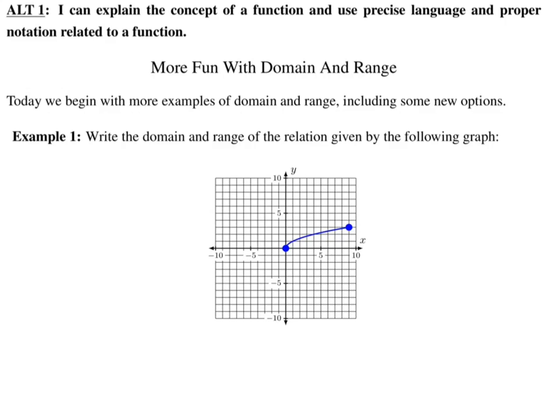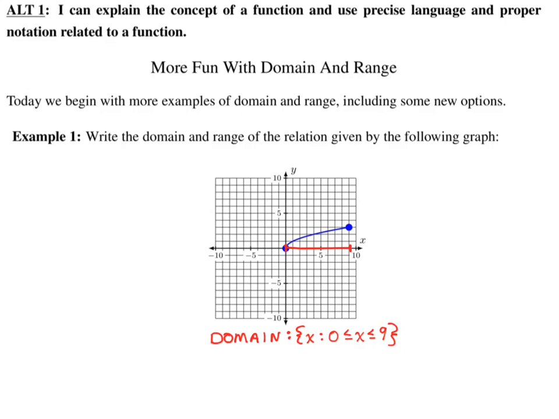We've got a little graph. We need to write the domain and range for that relation. So, first off, the domain. Now again, I drew on the axis the area where the domain goes, and we can see it goes from 0 to 9, so we make a set x such that 0 less than or equal to x less than or equal to 9. This is the same type of answer we had in the last set of notes.